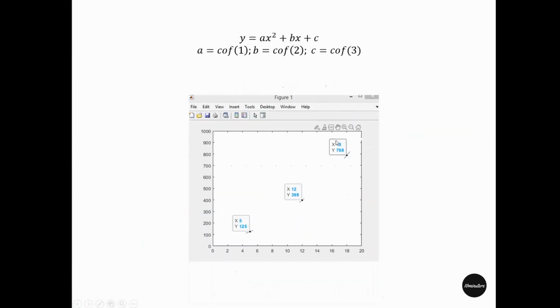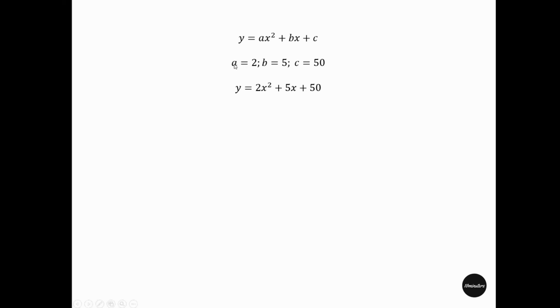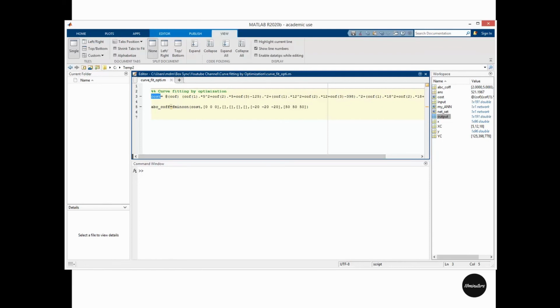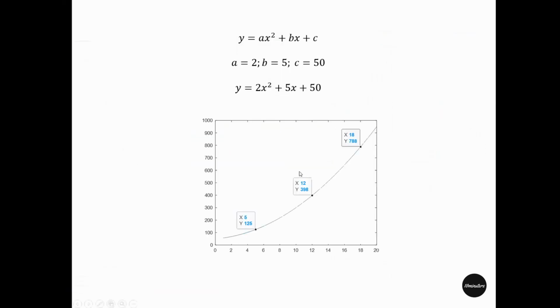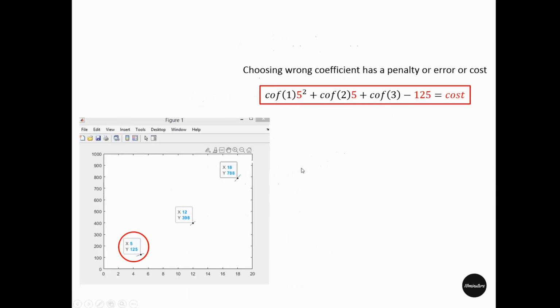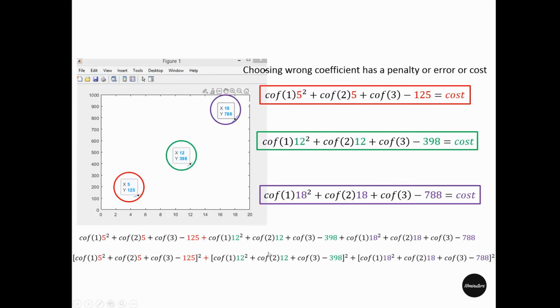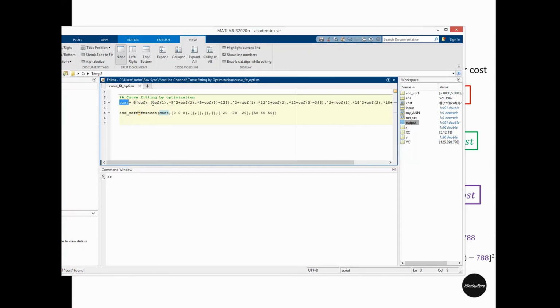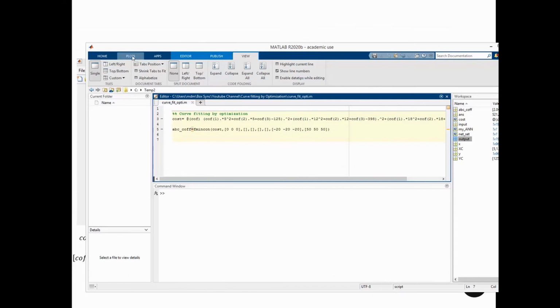So let's recheck what our initial values of these coefficients were in the first slide. Our value of A, or cof1, was 2, B, or cof2, was 5, and C, or cof3, was 50. Now if I click run, it will optimize the cost function and try to make that cost as low as possible, and give you the cof values that make the lowest cost. So let's run it.